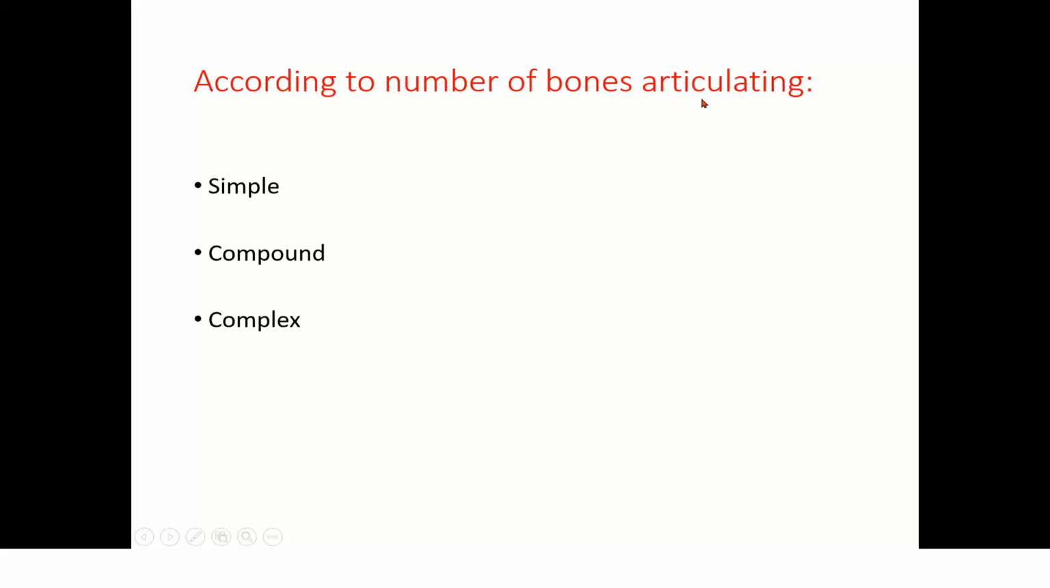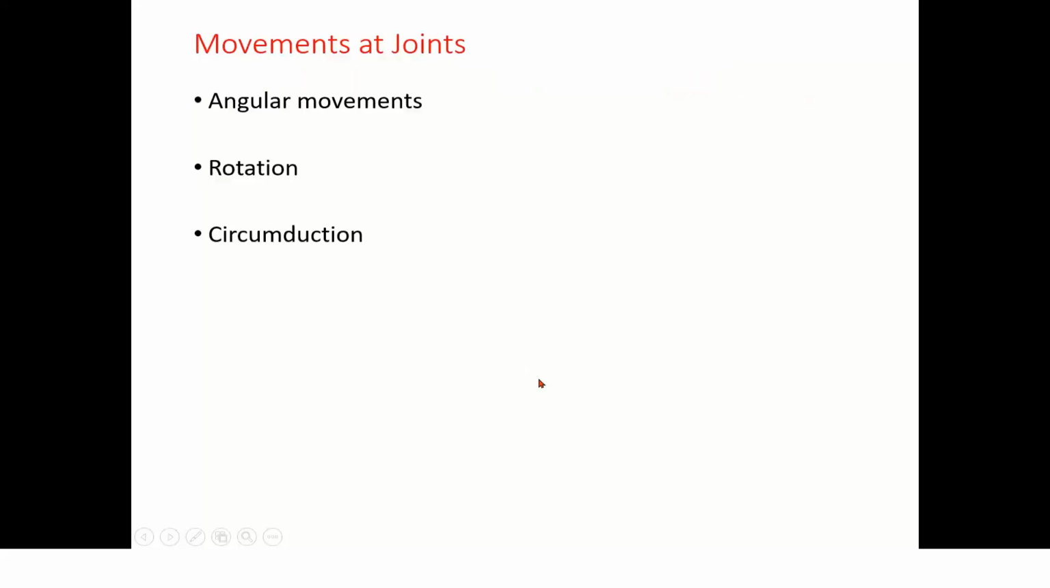Then according to the number of bones articulating: simple joint where only two bones meet, compound joint where more than two bones meet, complex joint when the joint cavity is divided by menisci or articular disc. Like we have seen in the knee joint, there were menisci dividing the joint cavity into meniscofemoral and meniscotibial. So simple, articulation between two bones; compound, more than two bones; complex, where the joint cavity is divided by articular disc or menisci.